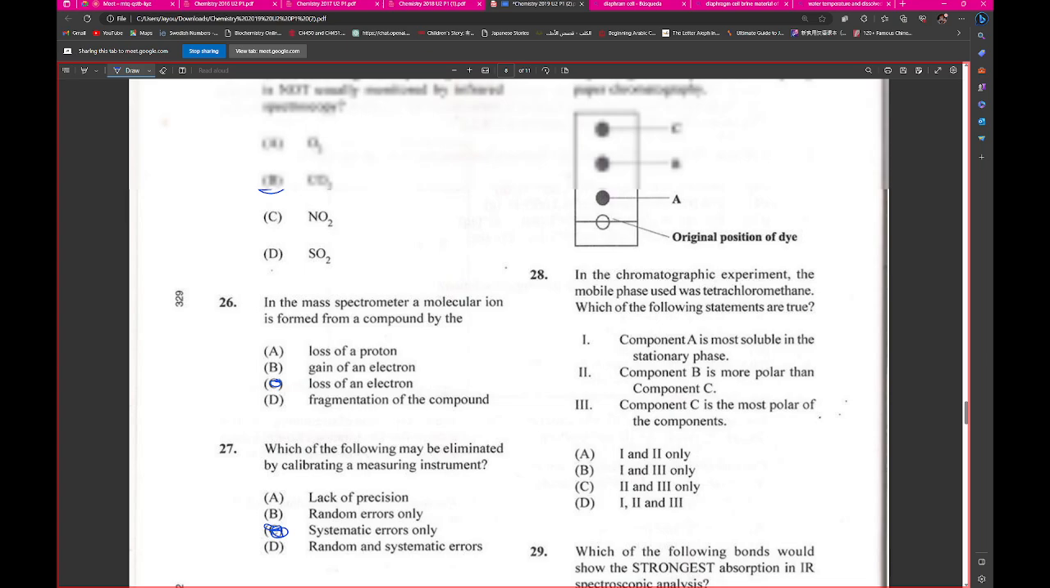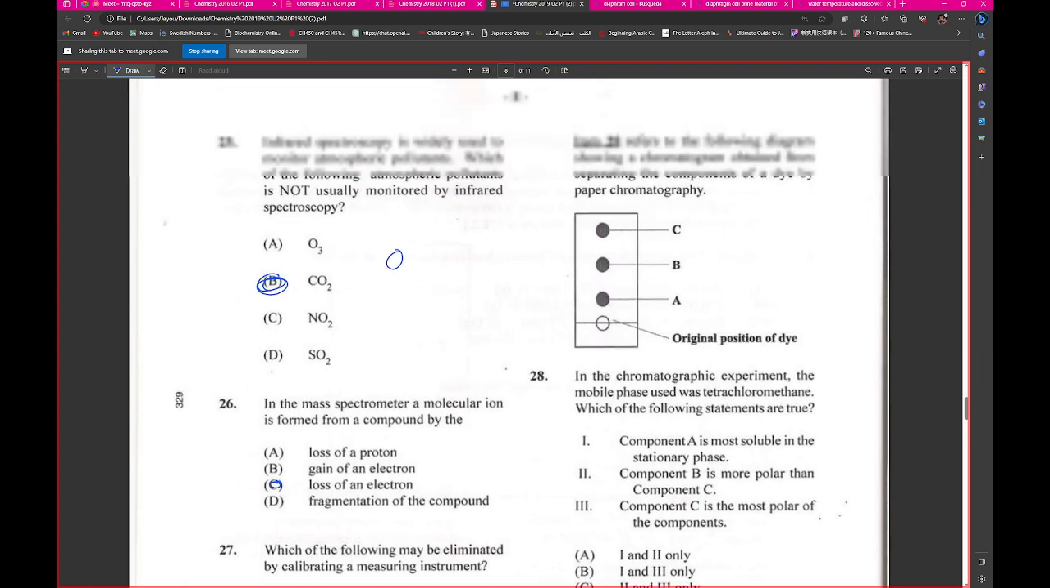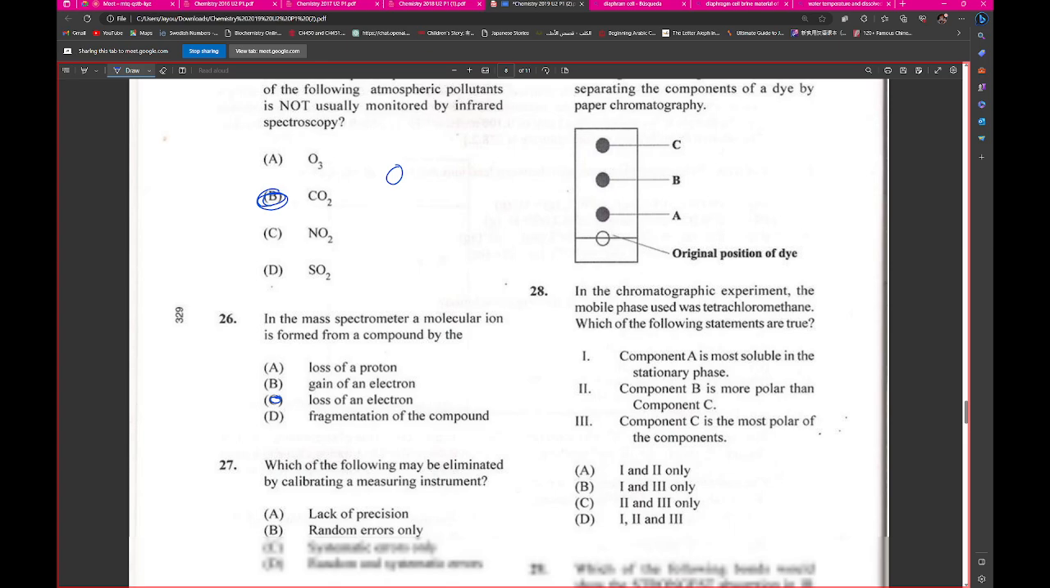Let me see. Compound A is most soluble in the stationary phase. Compound B is more polar than compound C. What's the phase? Oh, tetrachloromethane was the mobile phase. So all of them are true? I believe it's 1 and 3. Oh, I just saw it. Compound C is the most polar of the components. Alright, so 1 and 3.